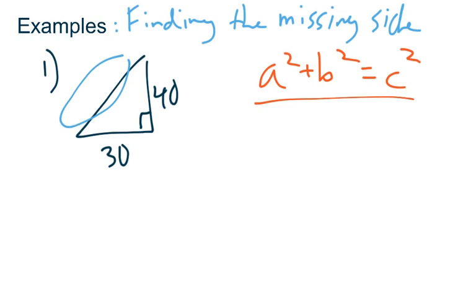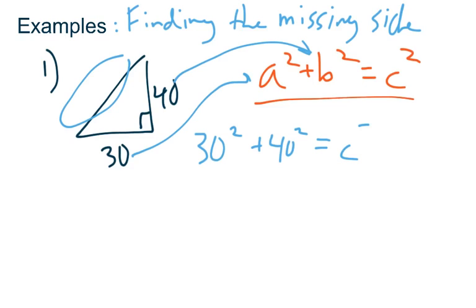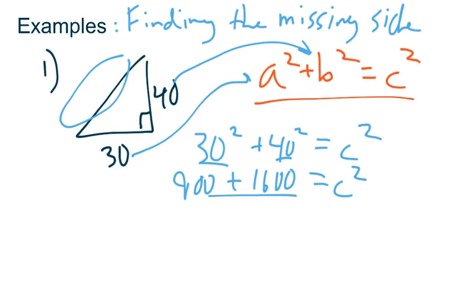And then it's about plugging in the numbers. So what I'm going to do is put in 30 for A and 40 for B. 30 squared plus 40 squared is equal to C squared. Now, these numbers might seem daunting, 30 squared, but use your calculator. So 30 times 30 is 900, plus 40 times 40, 1600, is equal to C squared. Now, you notice what I did. I did order of operations. I took care of my exponents or multiplication first. Now I'm going to do my addition.